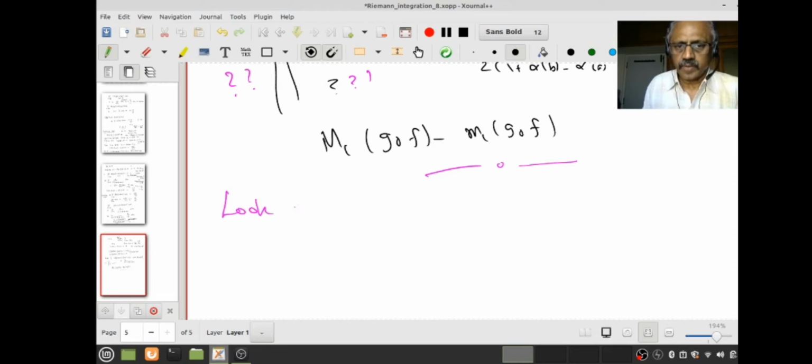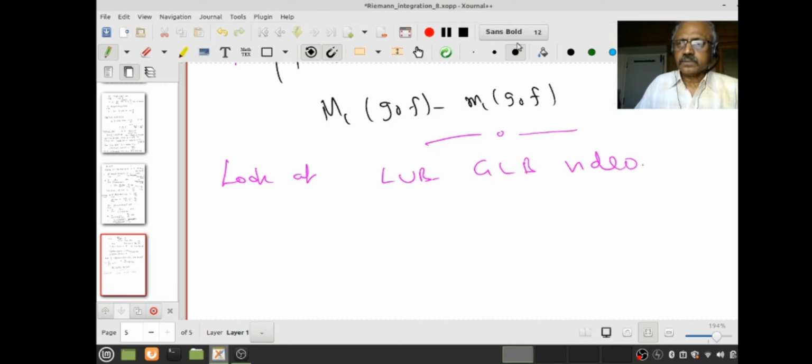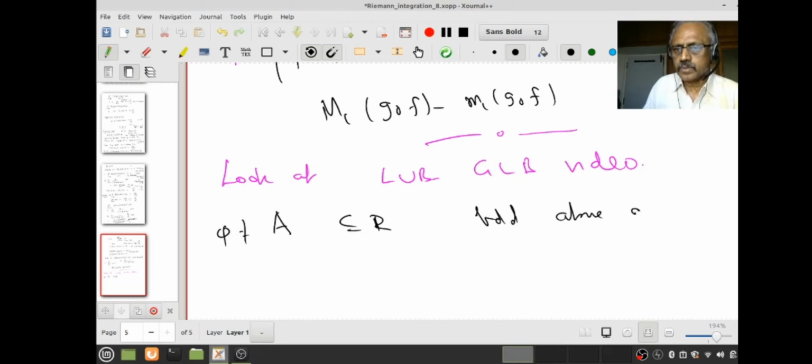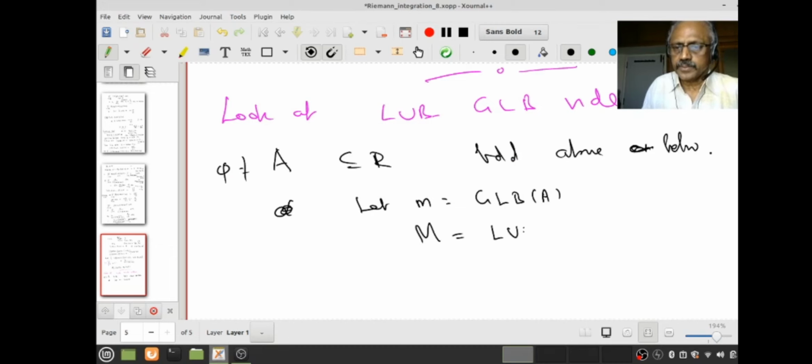This I have actually done in my upper bounds, lower bounds, GLB LUB video. Look at the LUB GLB video. I have done this, but to make it self-contained, which I usually detest, let me do it. Suppose A is a non-empty subset of R, bounded above as well as below. Let small m be the GLB of A and capital M be the LUB of A.